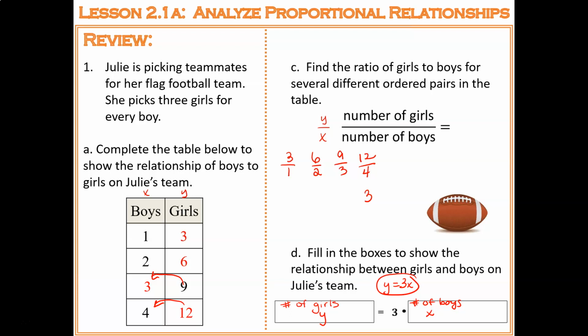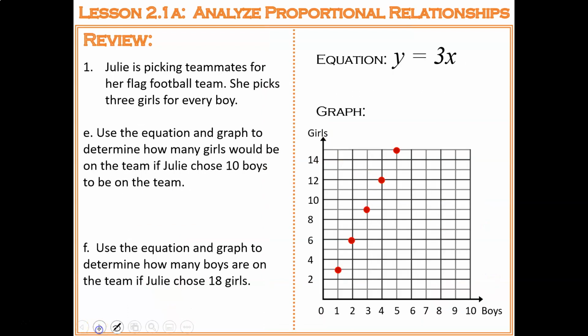Okay, so let's look at E now. So again, it repeats your equation for you, and it shows your graph. So it says use the equation and graph to determine how many girls would be on the team if Julie chose 10 boys to be on the team. So this is how we can use the equation. So here's our equation. Remember, y is the girls and x is the boys. So if we find out how many boys are, we can replace the x with the new number of boys, and 3 times 10 is 30. So there will be 30 girls.